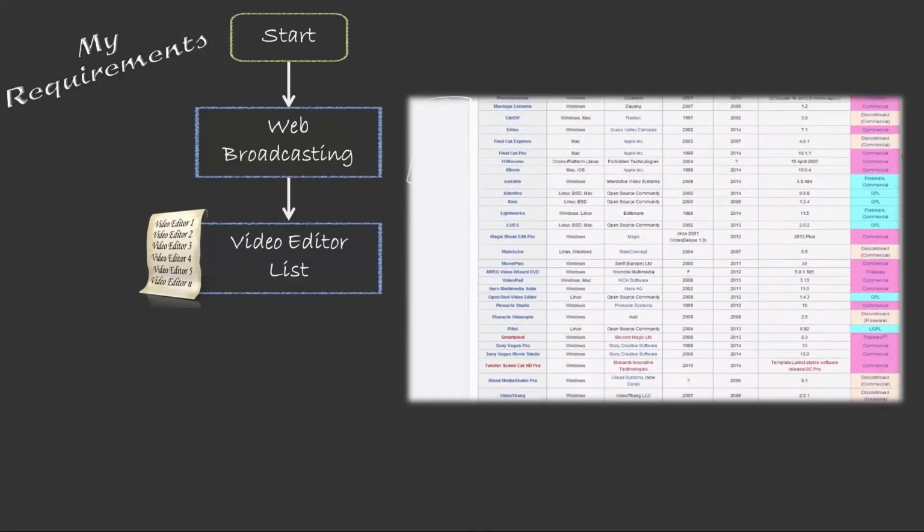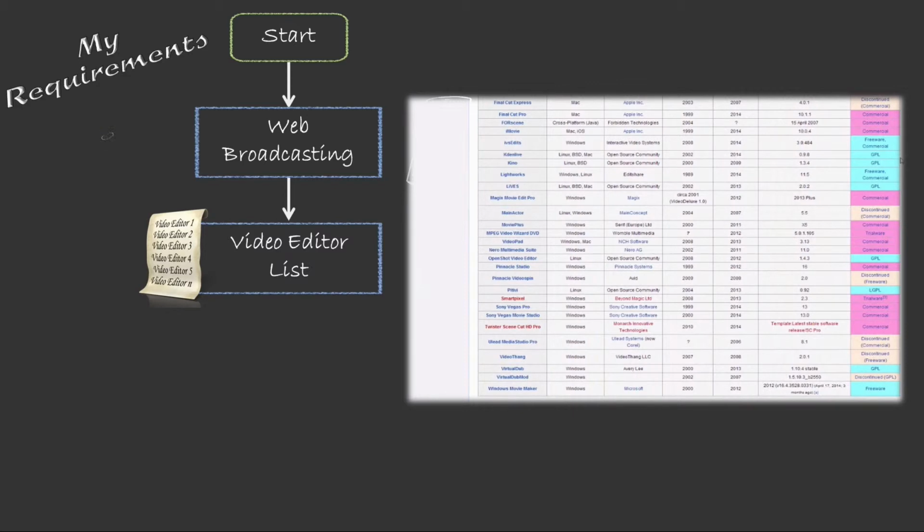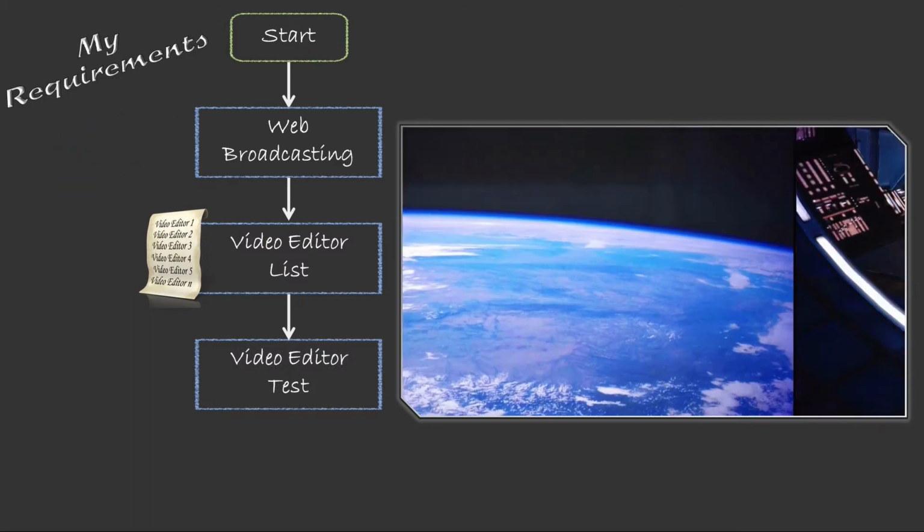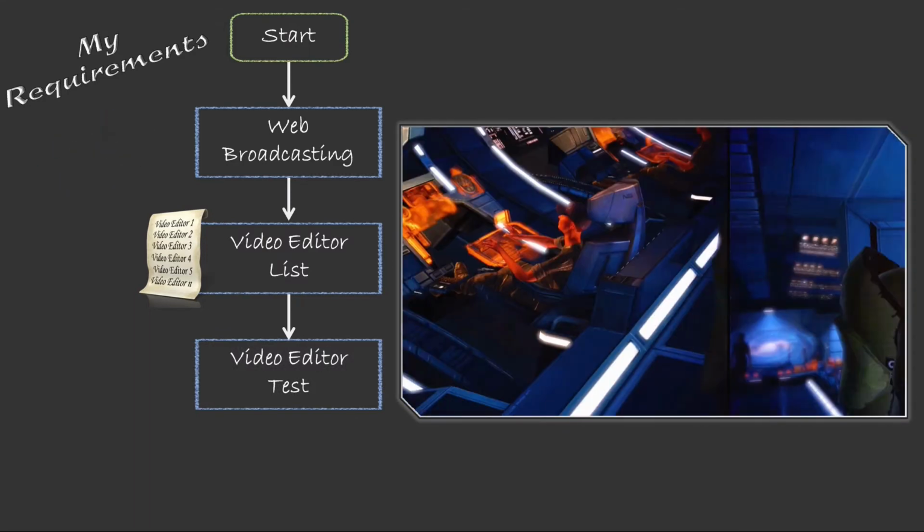Now what are my editors, or where are they going to come from, apart from top 10 reviews? I found this on Wikipedia. This is the list of all the NLEs, which is non-linear editors, and I took all the Windows versions from this list. So now that I've got all my video editors, what I need to do is the acid test to see if the video editor is man enough for the job.